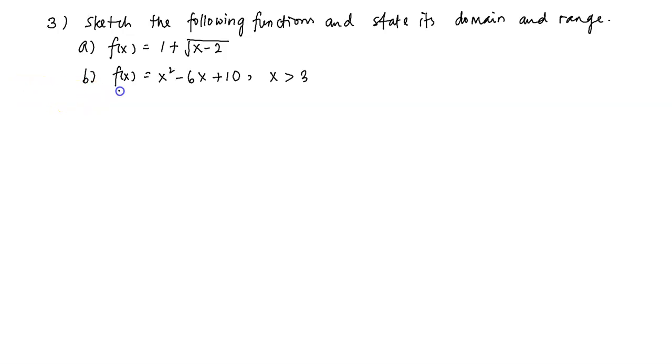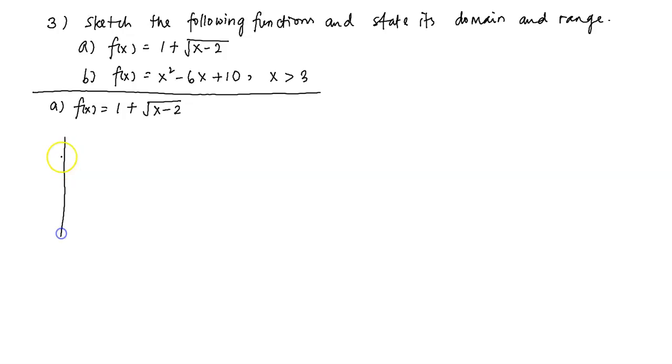Let's look at question number 1, which is (a). We are given the function f equals 1 plus the square root of x minus 2. To sketch this graph, I will start from my basic graph, the function of the square root of x, because I need to know the basic graph shape. I start from y equals square root of x, which has a shape like this. This is the x axis, y axis.